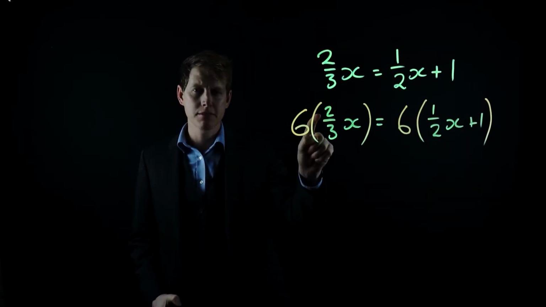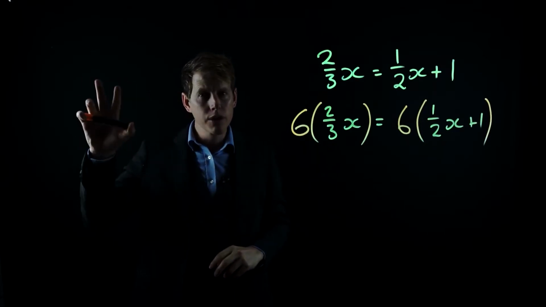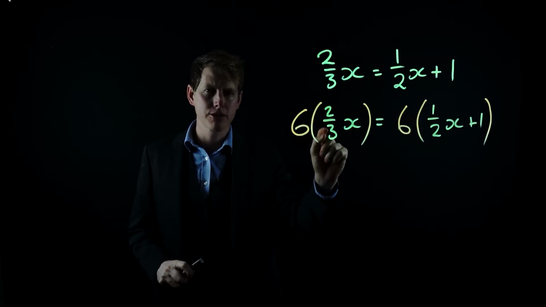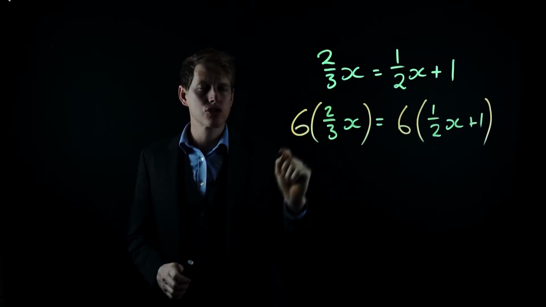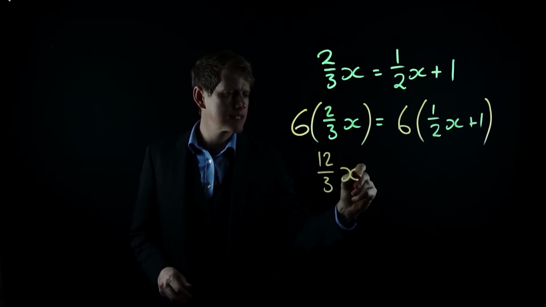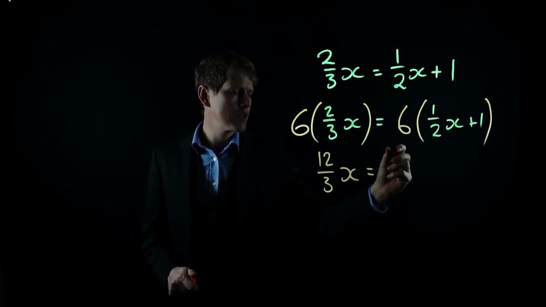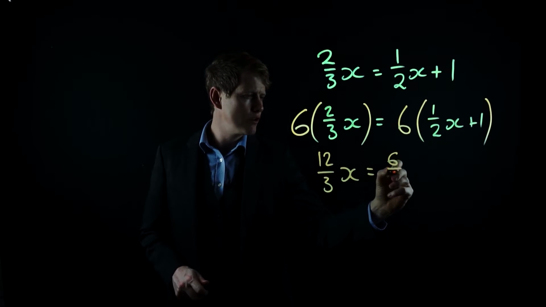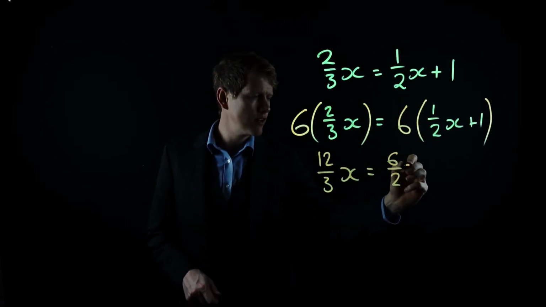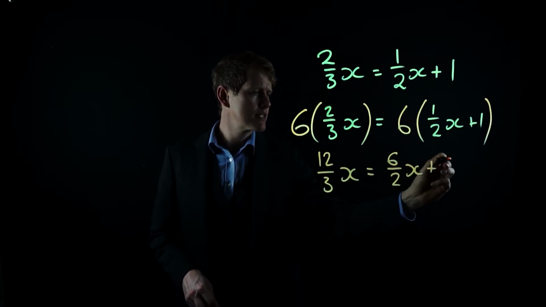So 6 multiplied by 2/3. Remember, we had an example, but this is the same as 6 over 1 multiplied by 2 over 3. So 6 times 2 is 12 over 3x equals 6 times, well, that'll just become 6 over 2. 6 times a half, well, that's the same as 6 halves of x plus 6.